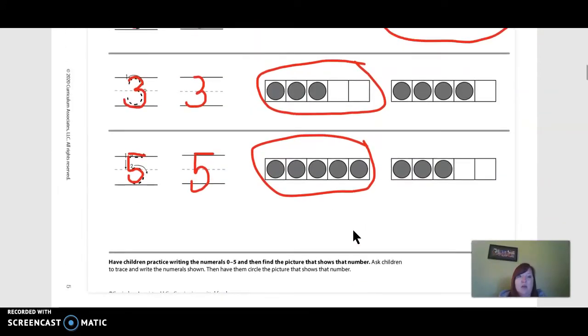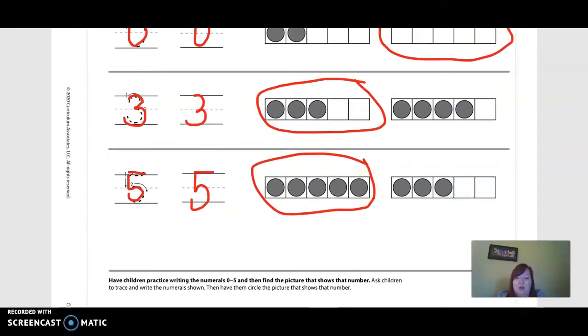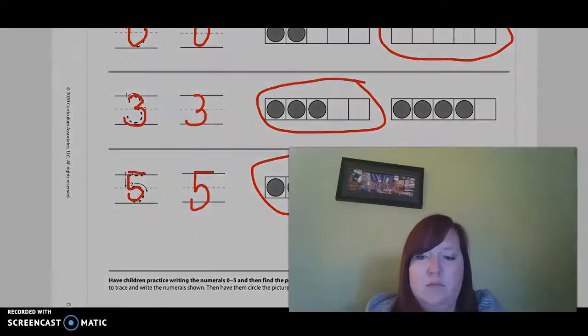Okay, that is the only math papers we're going to do today. I am going to do a math lesson with you today. So let me switch my screen. Okay, so we've been working on addition, correct? Okay, so we're going to do some addition.